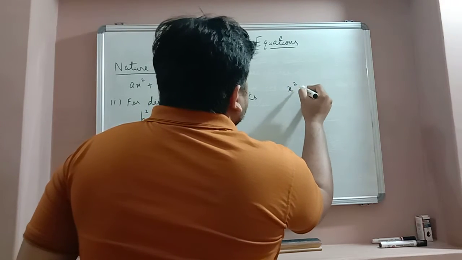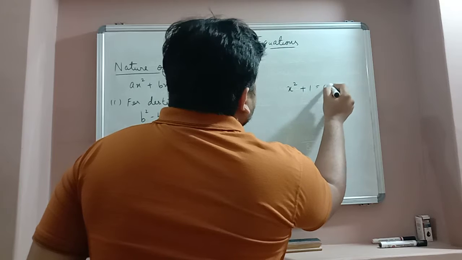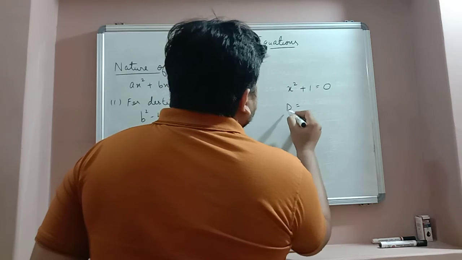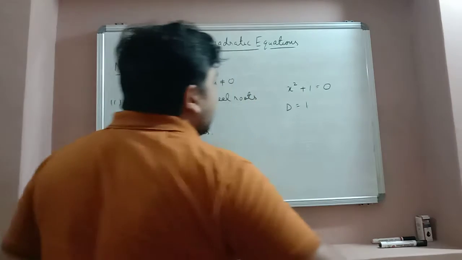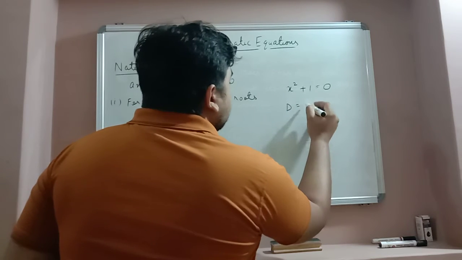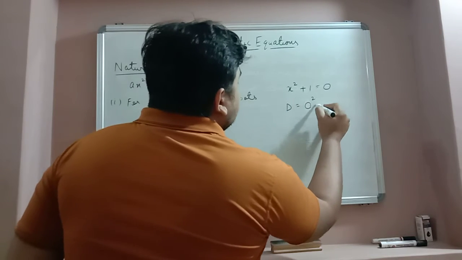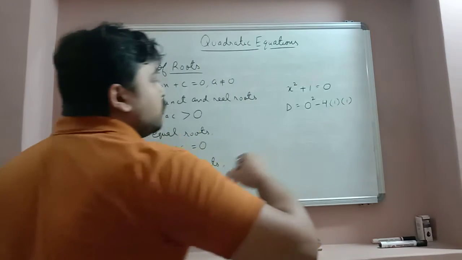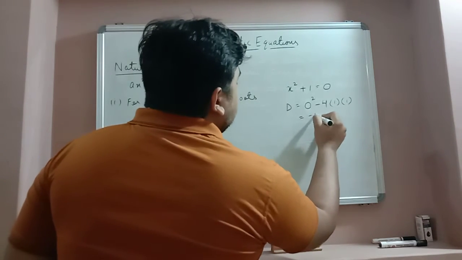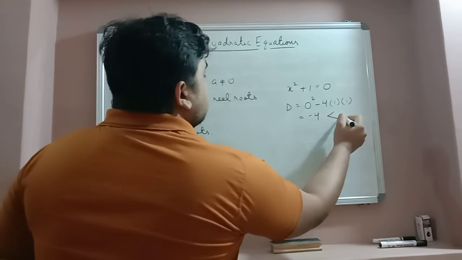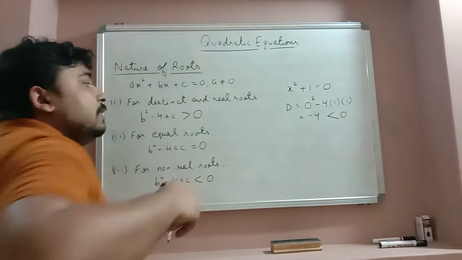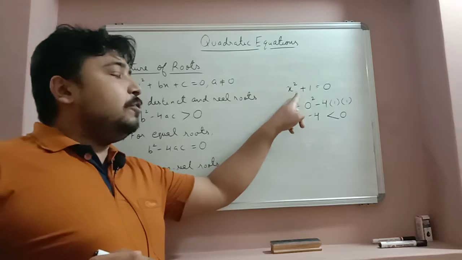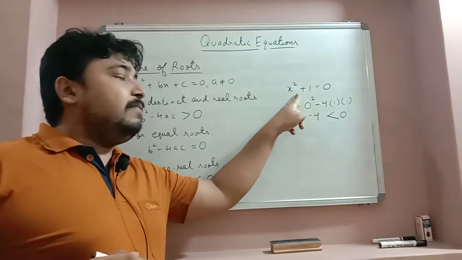Suppose I have an equation x square plus 1 equals 0. Here d comes out to be b square, that is 0 square, b is 0, minus 4 times 1 into 1, a and c both are 1. So d comes out to be minus 4, which is less than 0. So this particular equation will have non-real roots, or it doesn't have any real root.